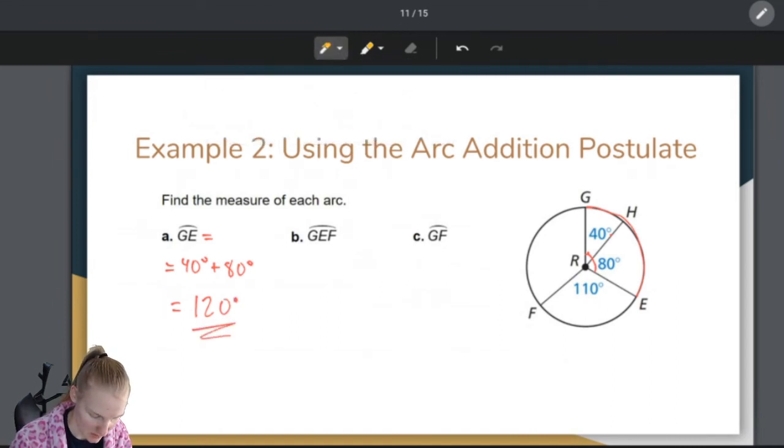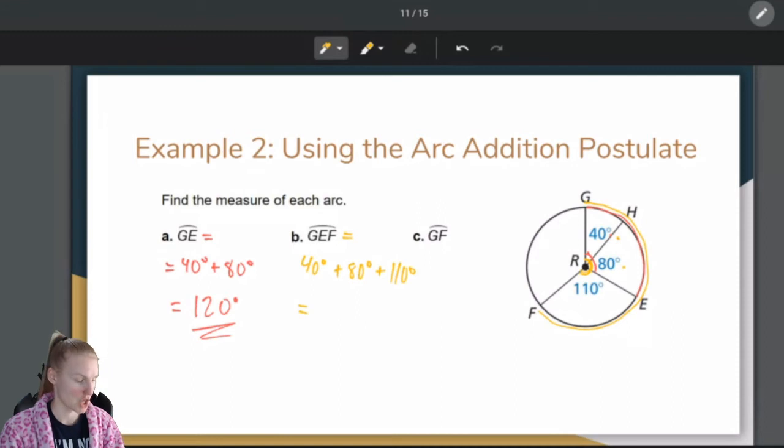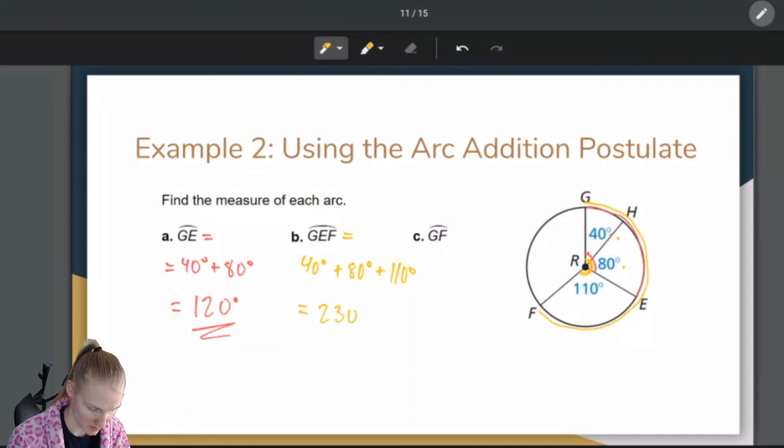Beautiful. Now we're gonna look at GEF. Oh, so now we're looking at this angle. So we're gonna add up all of these: 40 degrees plus 80 degrees plus 110 degrees. That is equal to 230 degrees.